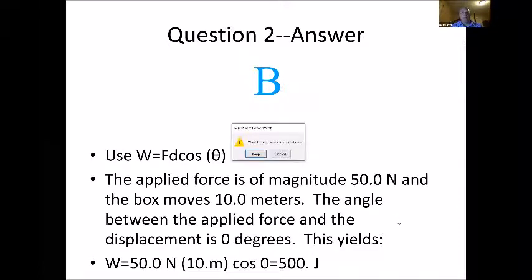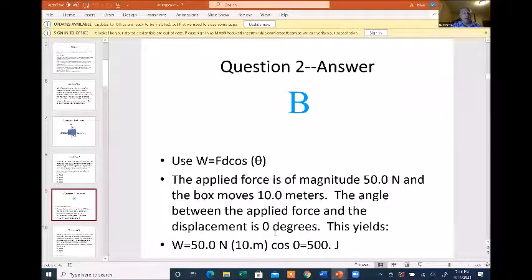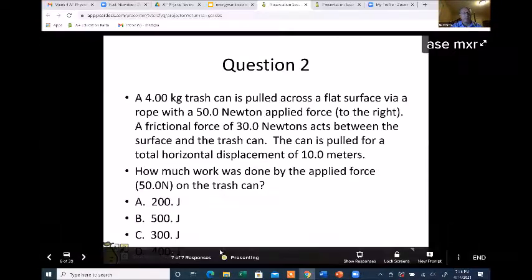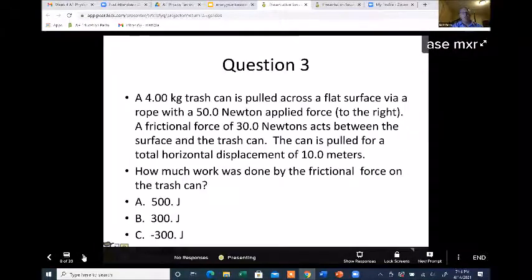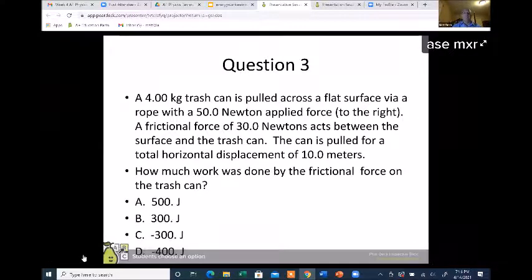All right, now let's back up to the Pear Deck screen and get to our next question. It's going to be the same prompt again with just a slightly different question. This should be a fast one. Go ahead and input what you think the answer is here on question number 3. This time we're looking for how much work is done by the frictional force.